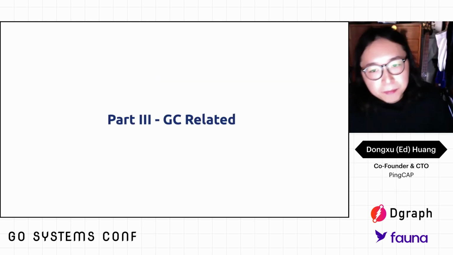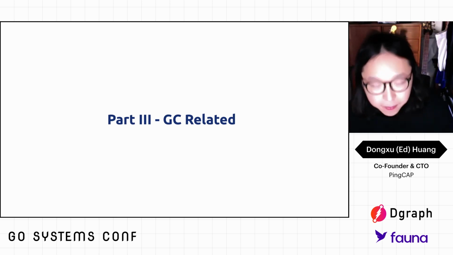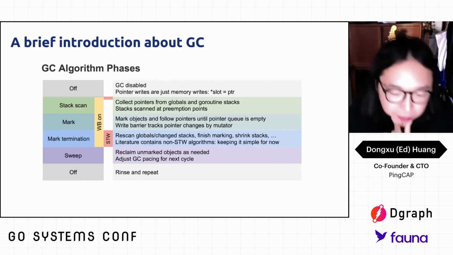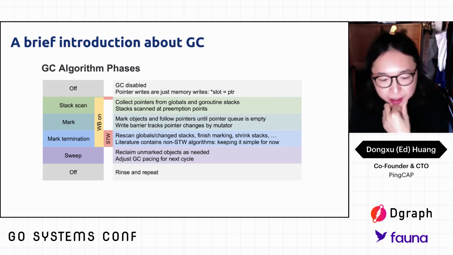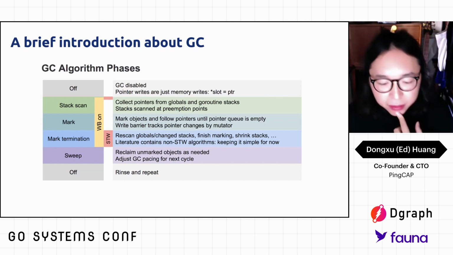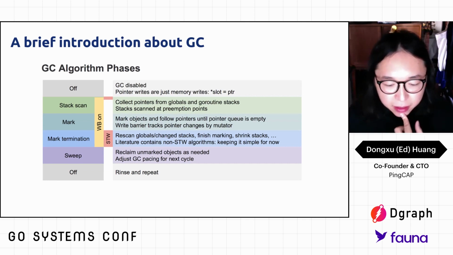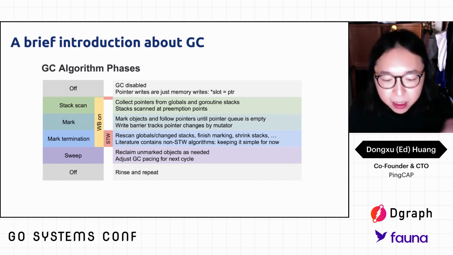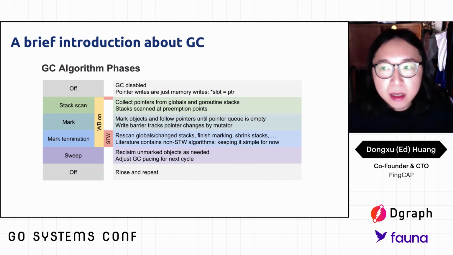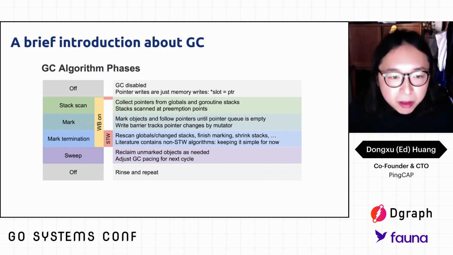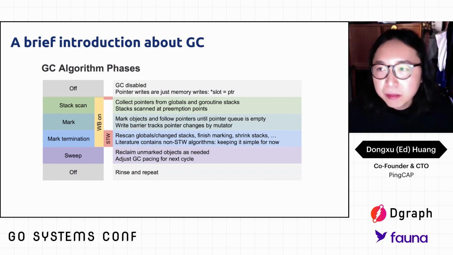Another part is some GC related scenarios. As you know, Go uses a mark and sweep GC model, and especially since version 1.8, the stop-the-world (STW) time for GC has been greatly reduced. So many people are saying, hey, there's not a big problem with STW, Go's GC performs so well, and we don't need to care about it anymore.